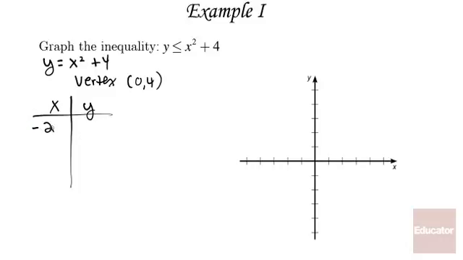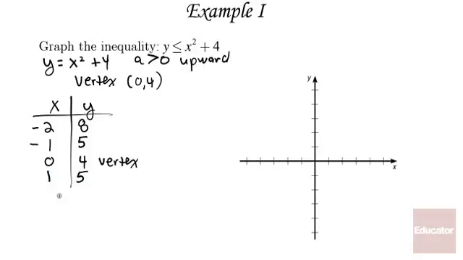When x is negative 2, this gives me 4 plus 4, or 8. When x is negative 1, this is 1 plus 4, which is 5. I already know that when x is 0, y is 4, because that is the vertex. And I know that this is a minimum because the parabola opens upward, because a is positive. So a is greater than 0, so this opens upward. And when x is 1, this is 1 plus 4, that gives me 5. And when x is 2, that's 4 plus 4, that gives me 8.